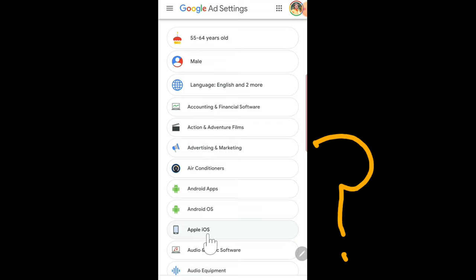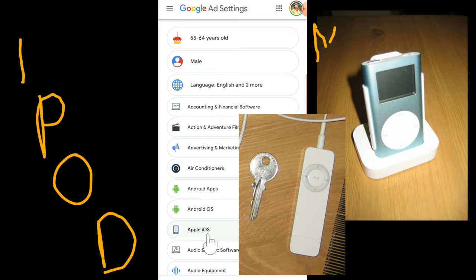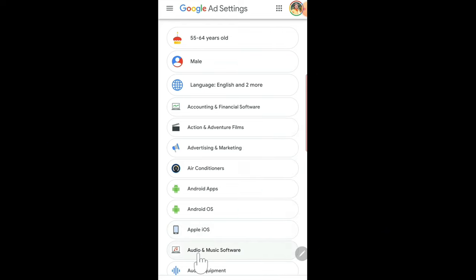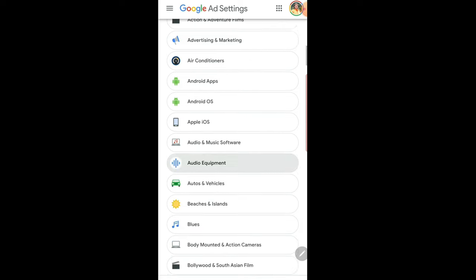That's wrong because I don't have an Apple product. I've never had an iPhone. I've never had an Apple computer. Decades ago, I had Apple iPods to listen to music, but that was so long ago. So this one really doesn't apply to me. Audio and music software, of course, and audio equipment. Next page.